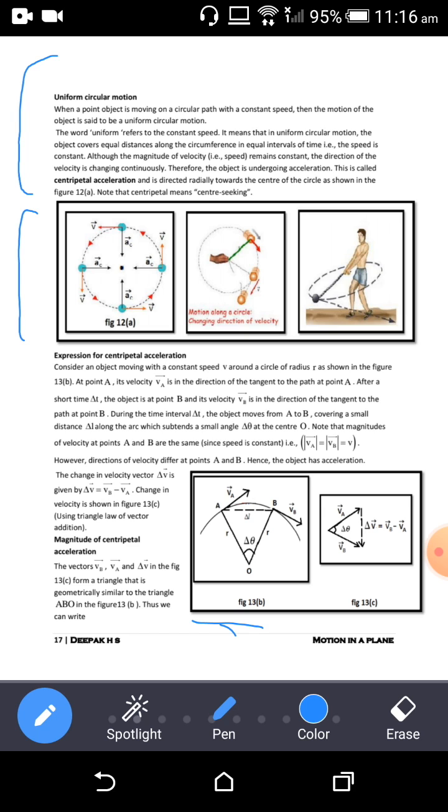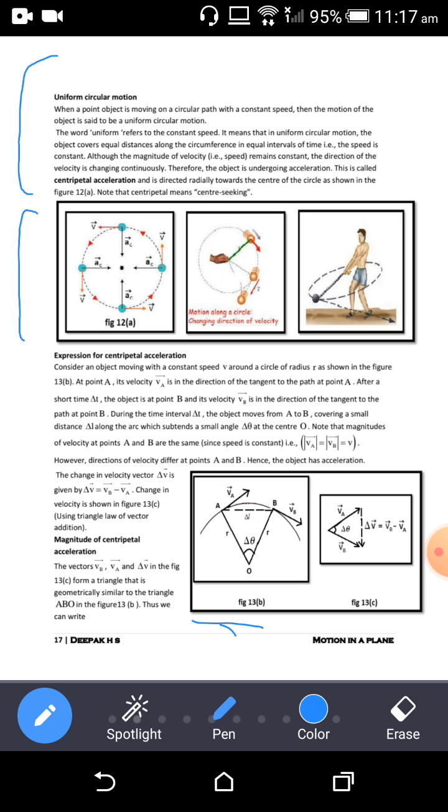At point A, its velocity, vector vA, is in the direction of the tangent to the path at point A. After a short time delta t, the object is at point B and its velocity, vector vB, is in the direction of the tangent to the path at point B. During the time interval delta t, the object moves from A to B covering a small distance delta L along the arc, which subtends a small angle delta theta at the center O.